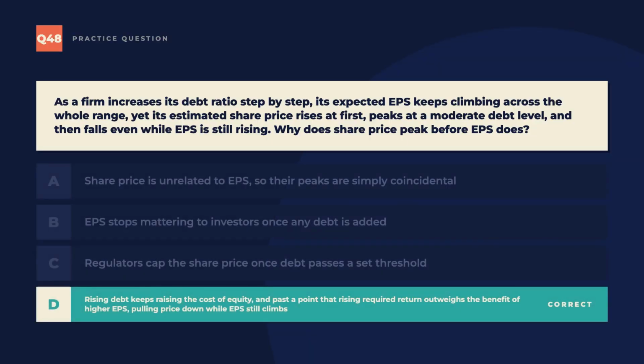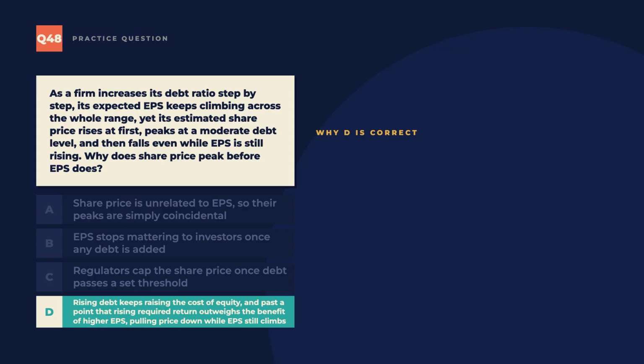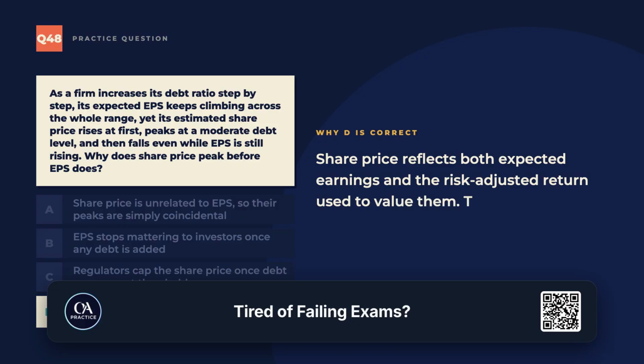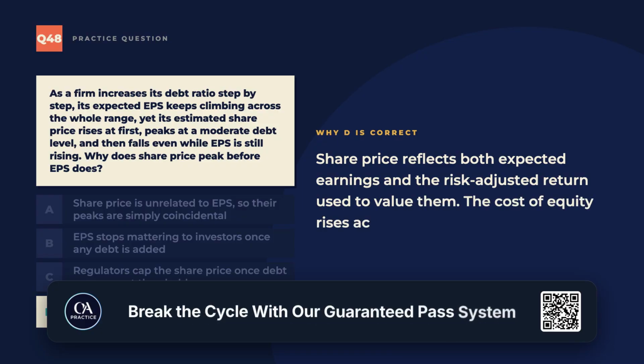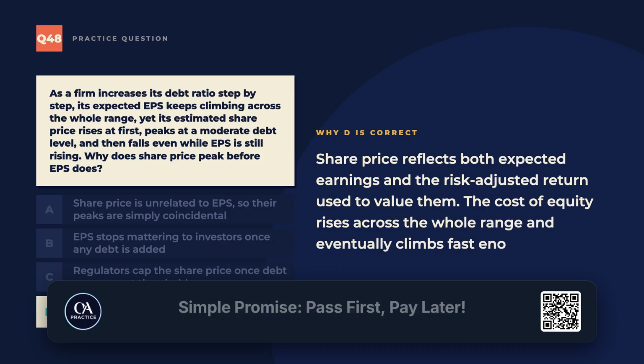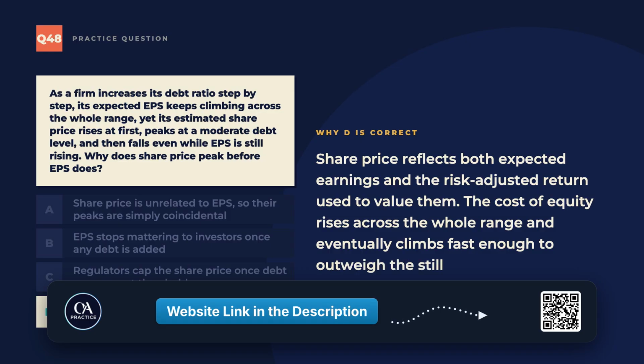The correct answer is D. Rising debt keeps raising the cost of equity, and past a point that rising required return outweighs the benefit of higher EPS, pulling price down while EPS still climbs. D is correct because share price reflects both expected earnings and the risk-adjusted return used to value them. The cost of equity rises across the whole range and eventually climbs fast enough to outweigh the still rising EPS. So price peaks and turns down before EPS does.